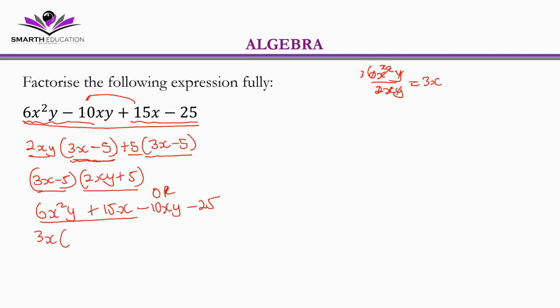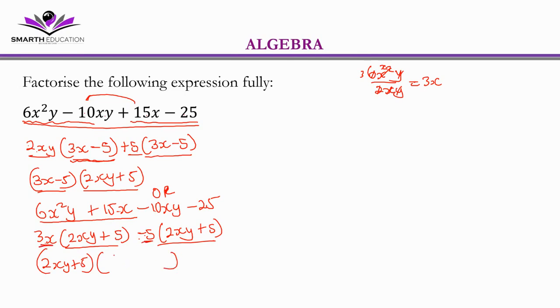Then 6x squared y divided by 3x, we get 2xy. And then 15x divided by 3x, we get 5. And then here we factor out negative 5. And then negative 10xy divided by negative 5 is positive 2xy. Then negative 25 divided by negative 5 is positive 5. So we have our common bracket, which is 2xy. We factor it out.